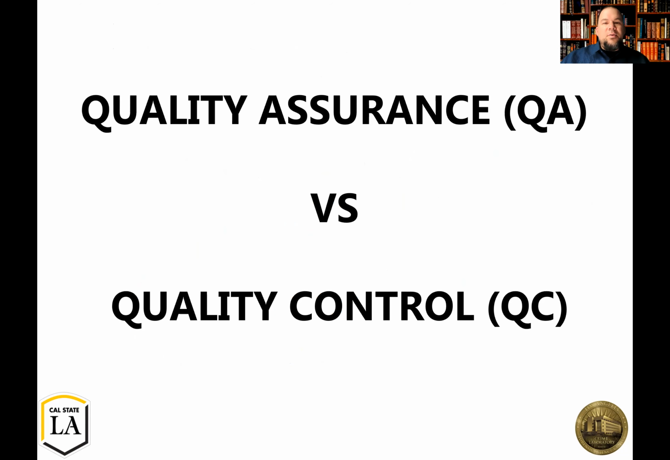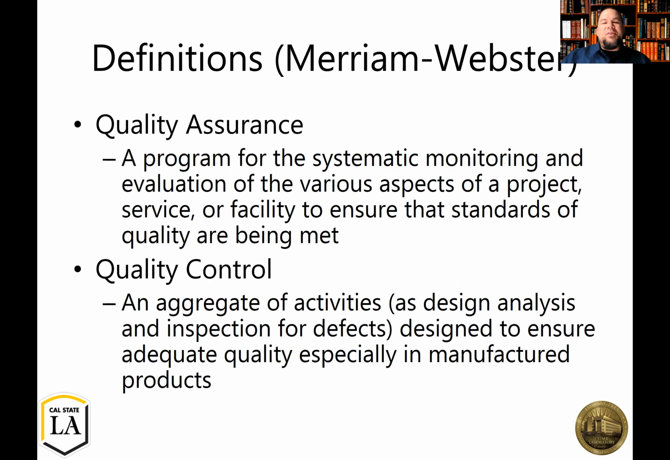All right, so quality assurance versus quality control. Now, what are we exactly saying here? So the Merriam-Webster definition for quality assurance is a program for the systemic monitoring and evaluation of various aspects of a project, service, or facility. Quality control is an aggregate of activities as design, analysis, and inspection for defects designed to ensure adequate quality, especially in manufactured products. So those are sort of the dictionary's definitions.